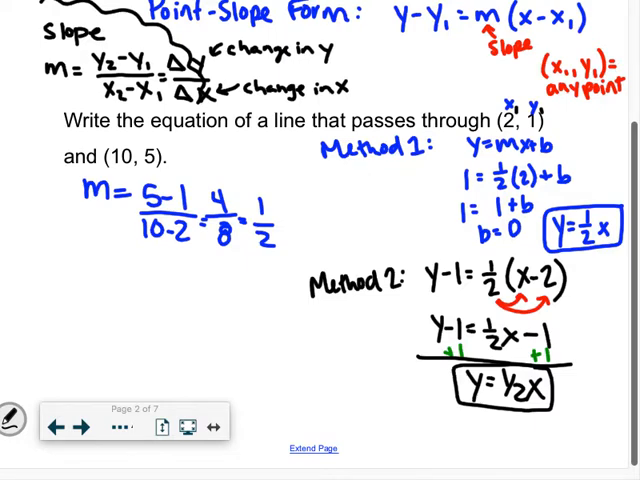So you can take your pick. If you're like, well, I'm used to doing method 1 and I like method 1 and I know to plug it back in, that's fine. If you want to challenge yourself and try point-slope form a few times, you could do that on your homework. Okay? Does anybody have any questions about that?